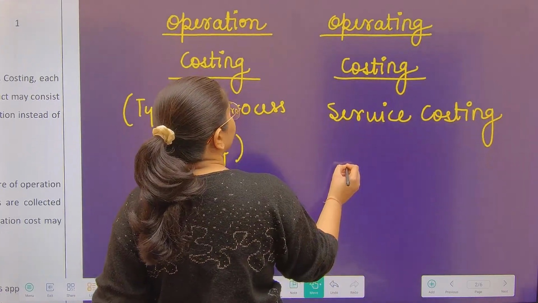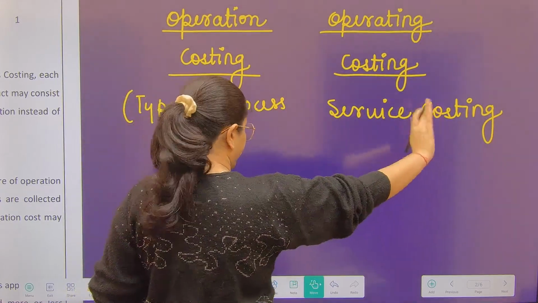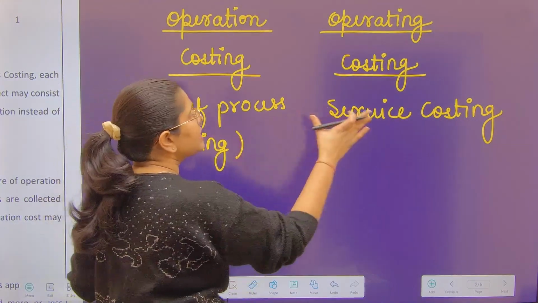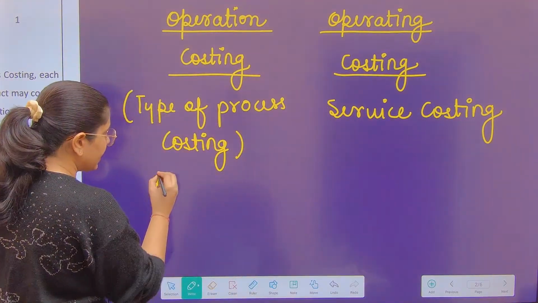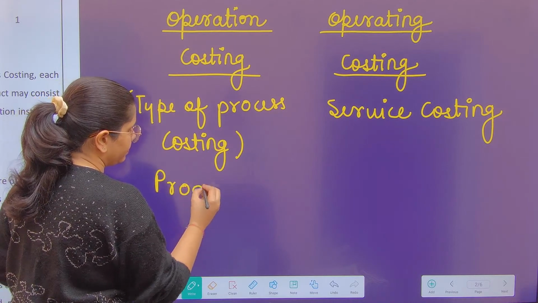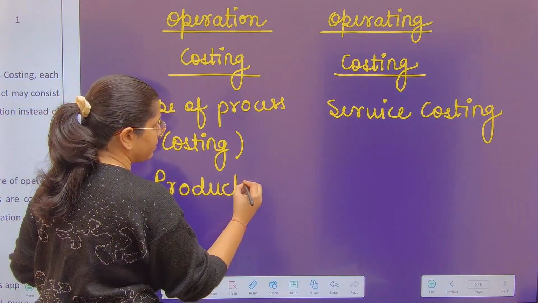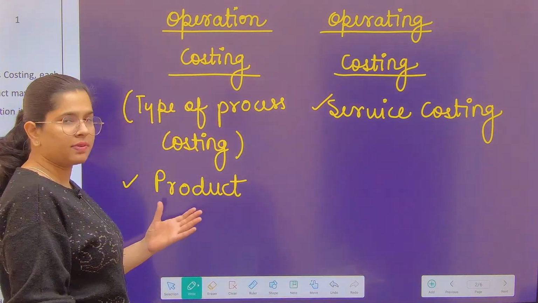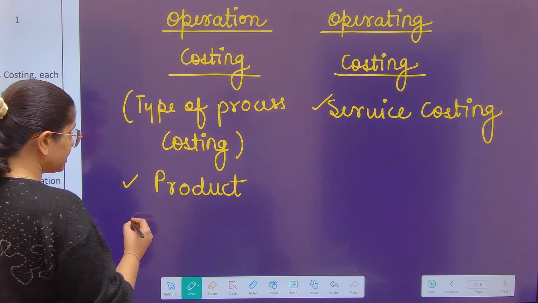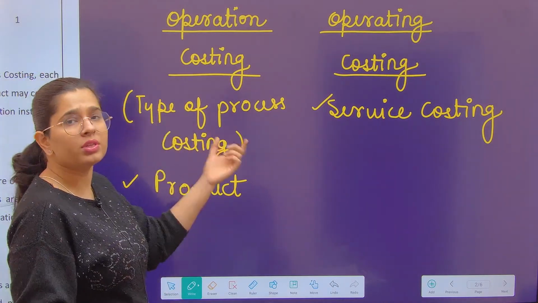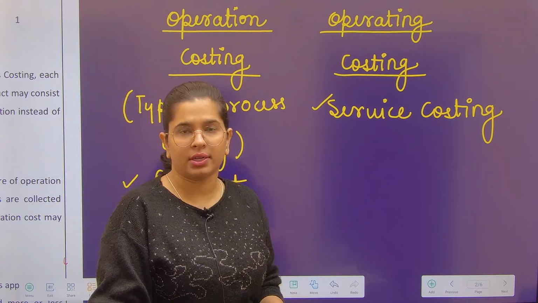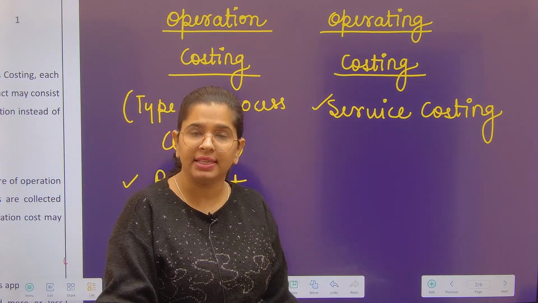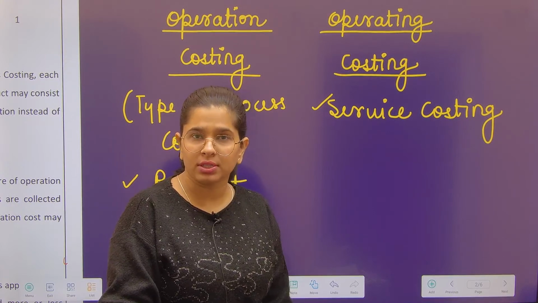operating costing is different. I hope that you are now able to differentiate. This is related to service, this is related to product. Remember this thing. Here we are talking about service, this is related to product. Next thing, in process costing, all the products, all the outputs coming out of the process are identical. Like for example, Pepsi bottles, right?